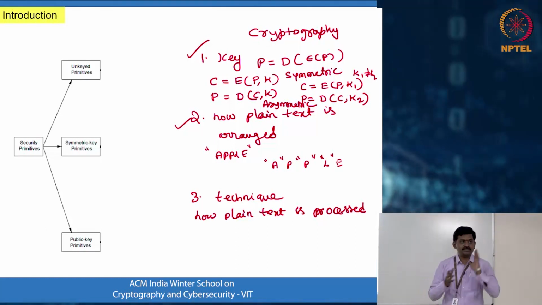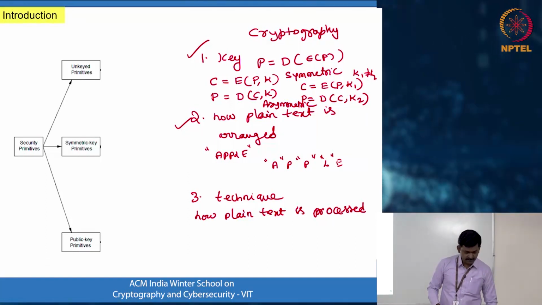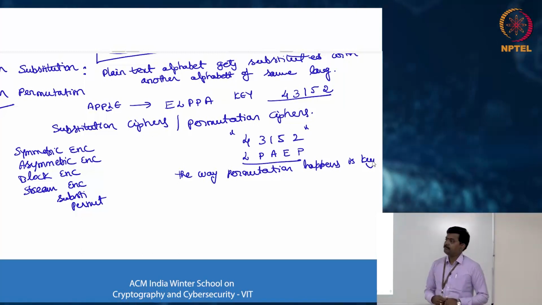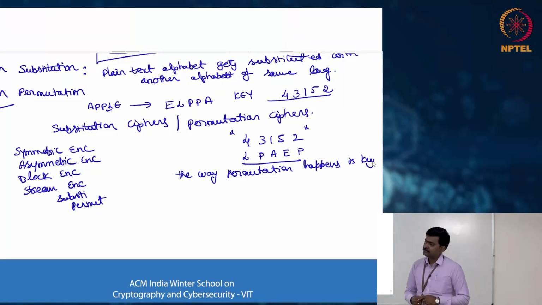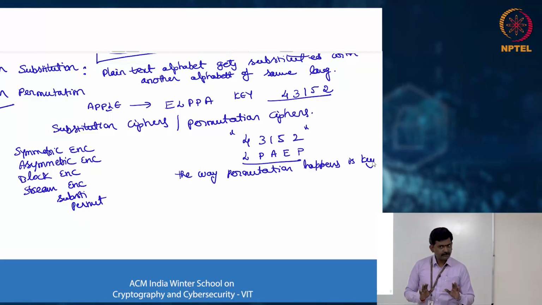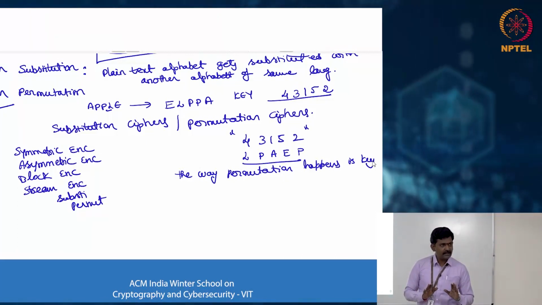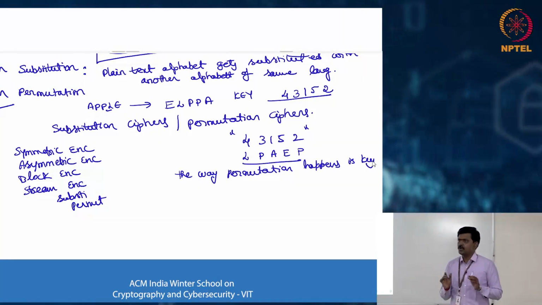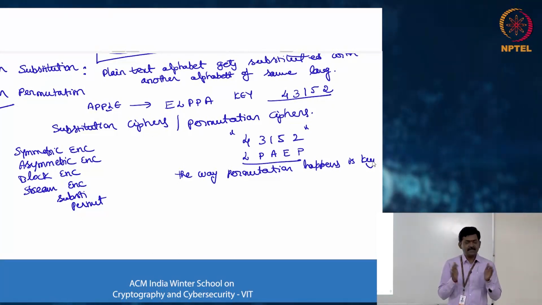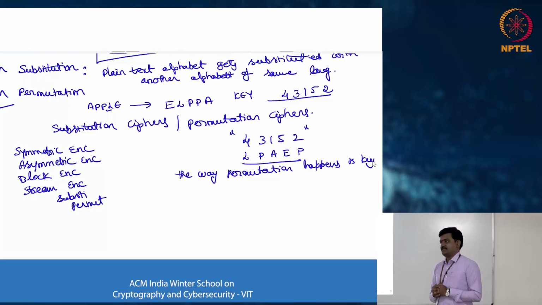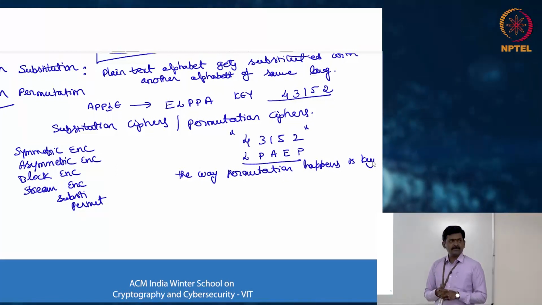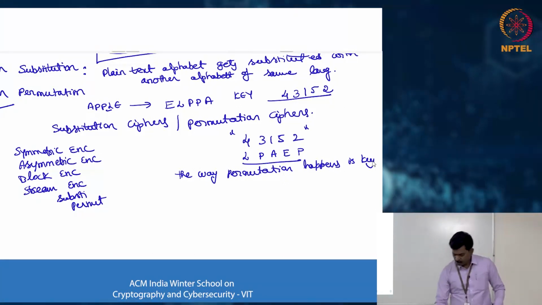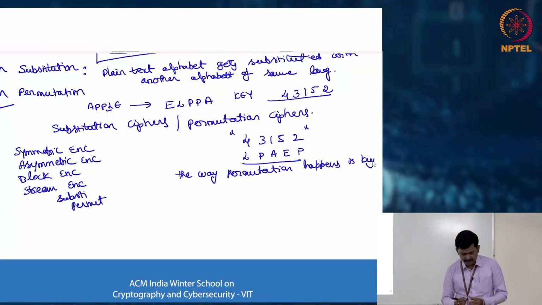That's the substitution aspect. Now look at the permutation aspect. With permutation, in Apple, A gets exchanged only with the other alphabets in the word or sentence, right? So your space is getting minimized in terms of permutation. But you can't ignore permutation because you have to achieve diffusion. So all modern ciphers perform both substitution and permutation.